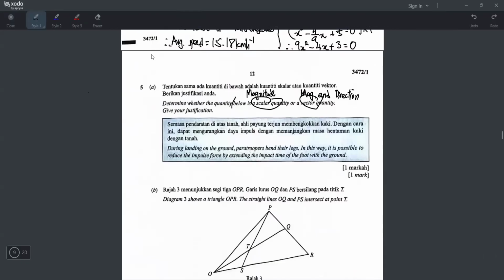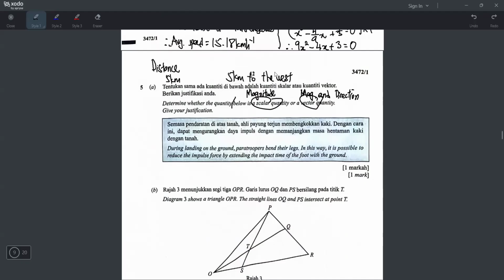For example, distance, right? Distance, like for example, 5 kilometer. Is this a scalar quantity or vector quantity? This one is a scalar quantity because 5 kilometer is a magnitude. It doesn't have direction, right? But what if I say 5 kilometer to the west or to the east or to the north or to the south?